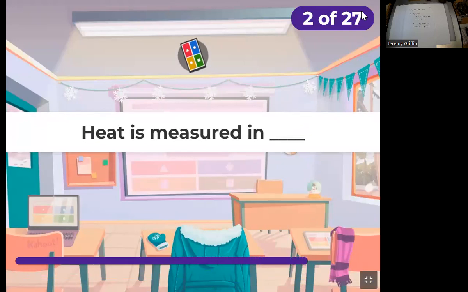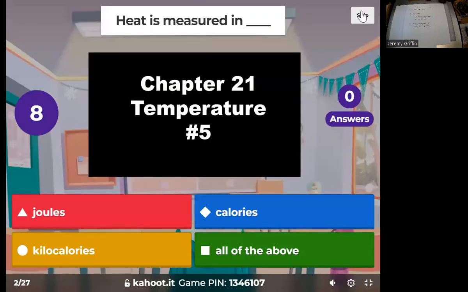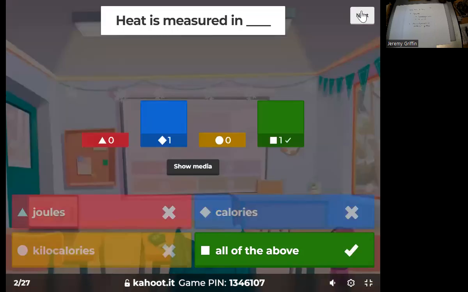Heat is measured in... How do you quantify it? How do you measure this? Not calories. All of them. Yeah, so all the above work. I usually talk about joules, most commonly, as the base SI unit. Calories is also a way to measure energy or heat. Kilocalories is the same thing as food calories.